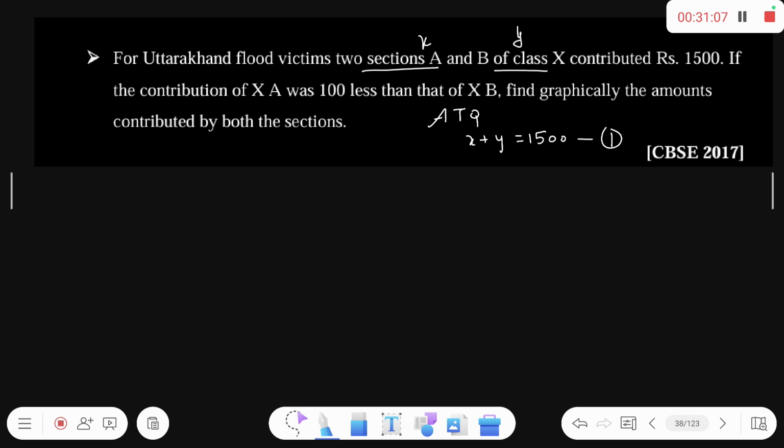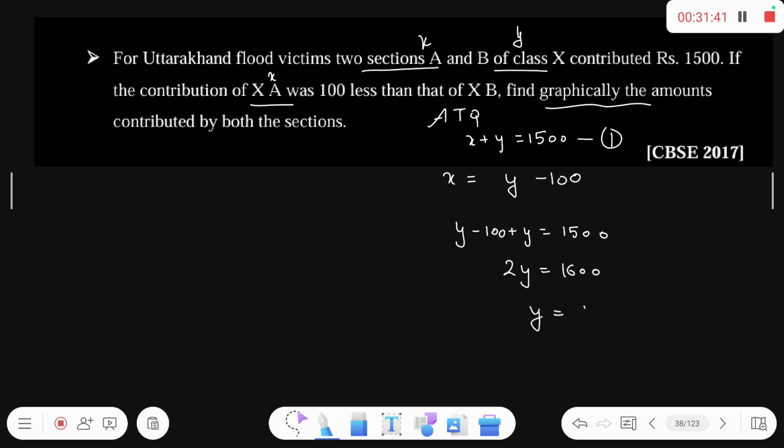And the second line, if the contribution of A, which is X, was 100 less than that of B, Y, X is equal to Y minus 100. On solving these two equations, you will get the answer. Since it is written graphically, you have to solve it graphically, put it in the graph and then solve. I am solving it directly for you. That is 1500, it's 100. So 2y is equal to 1600. The contribution by section B is rupees 800.